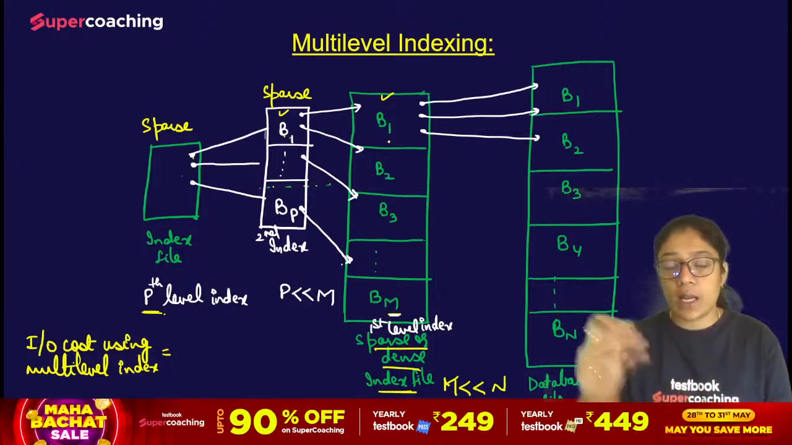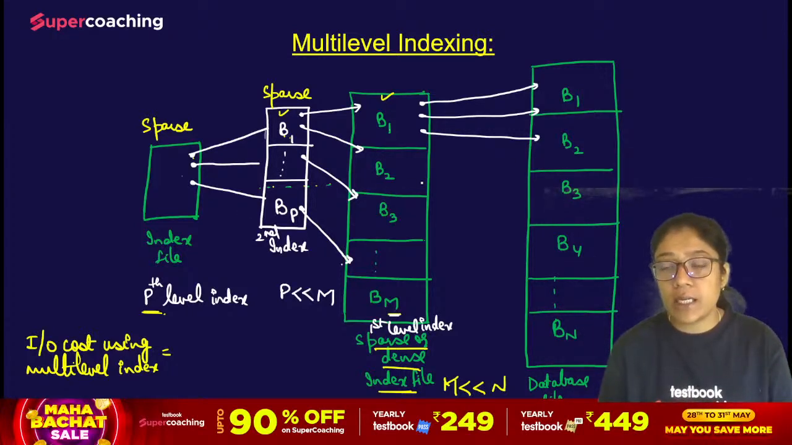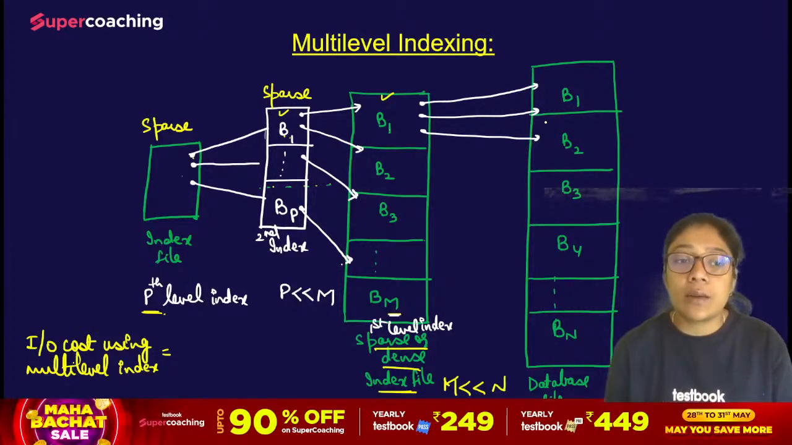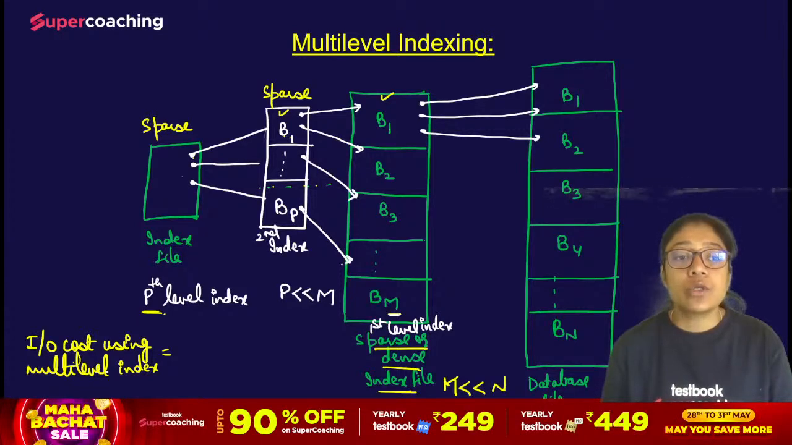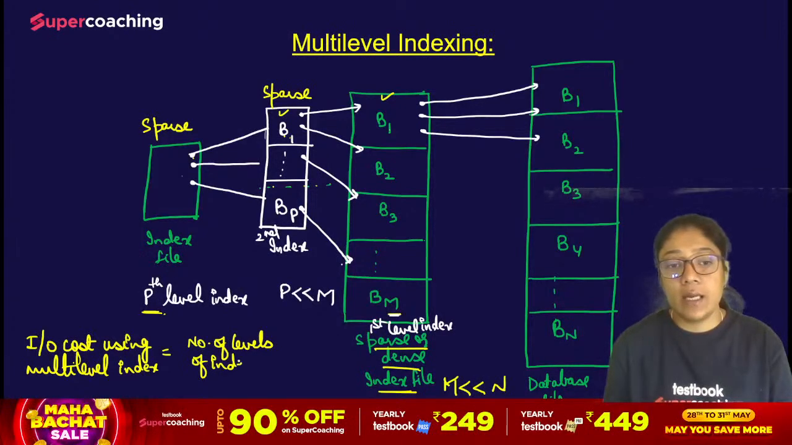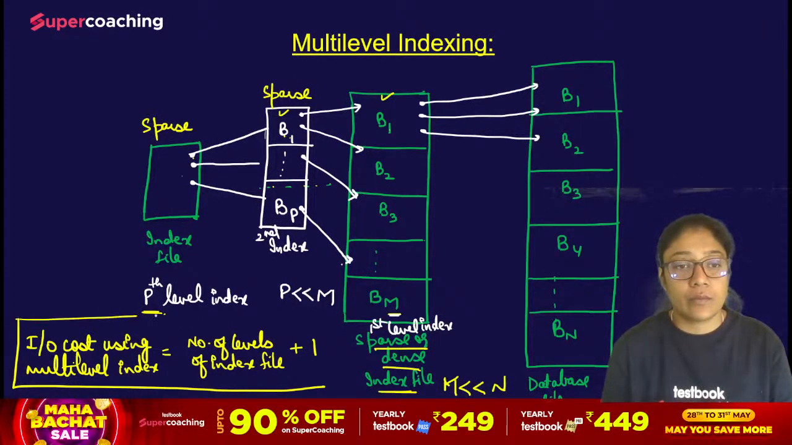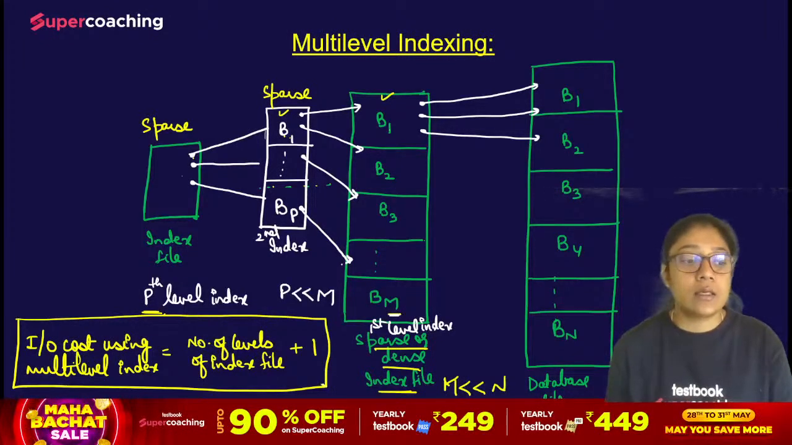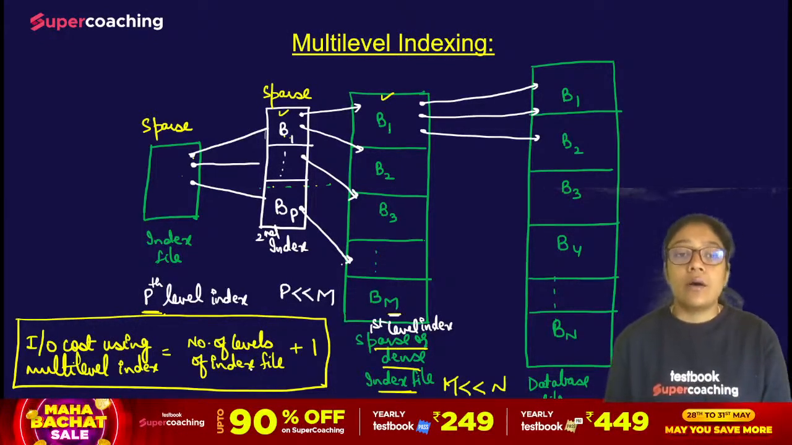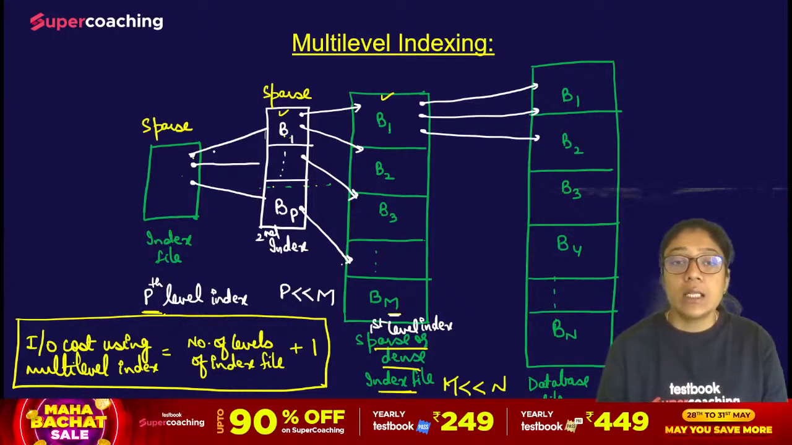One block comes from each level. The number of levels in the multi-level index file, plus one block to access the actual record from the database file. So the IO cost using multi-level indexing is the number of levels of index file plus 1, which is very, very small, and we need not store the complete file in the main memory. Okay, this is the concept.